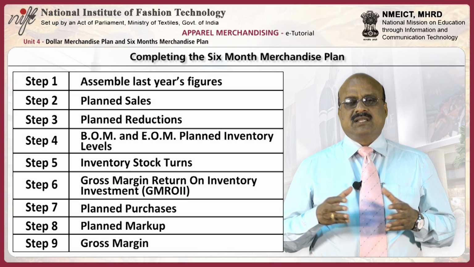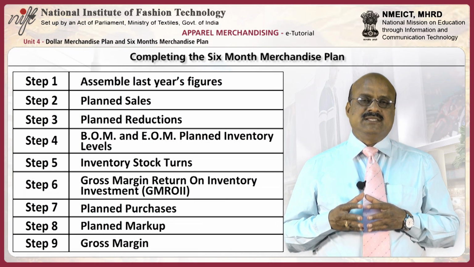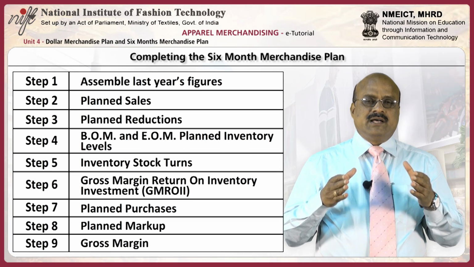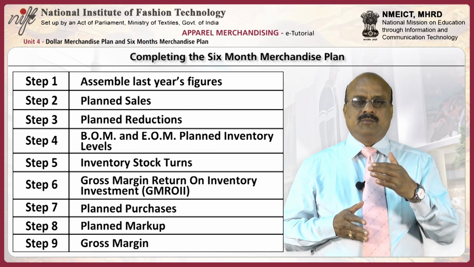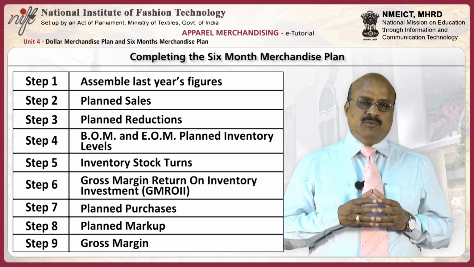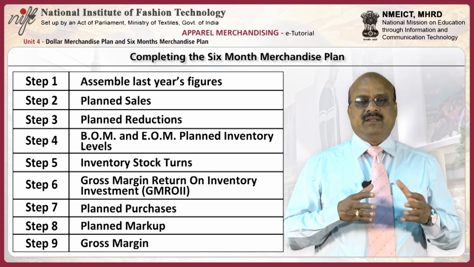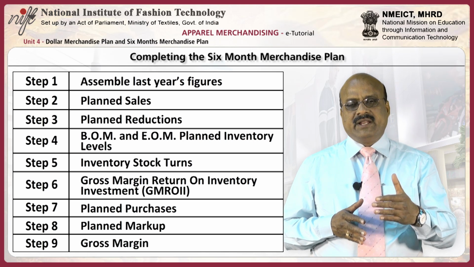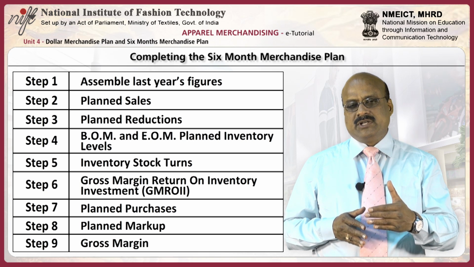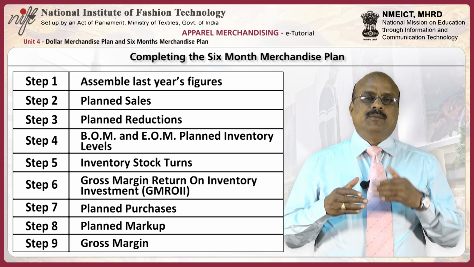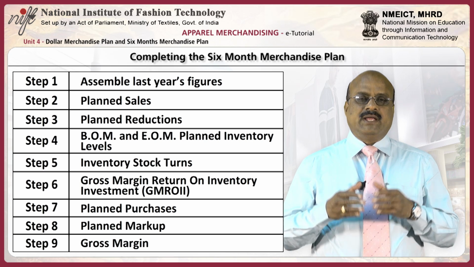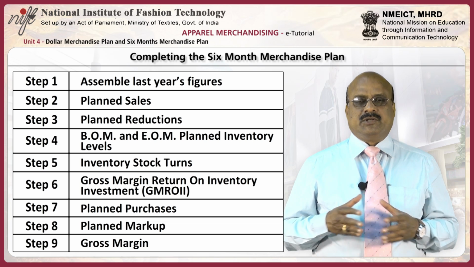There are 9 steps to complete a 6-month merchandise plan. They are: assemble last year's figures, planned sales, planned reductions, BOM and EOM planned inventory levels, inventory stock turns, gross margin return on inventory investment, planned purchases, planned markup, and gross margin.